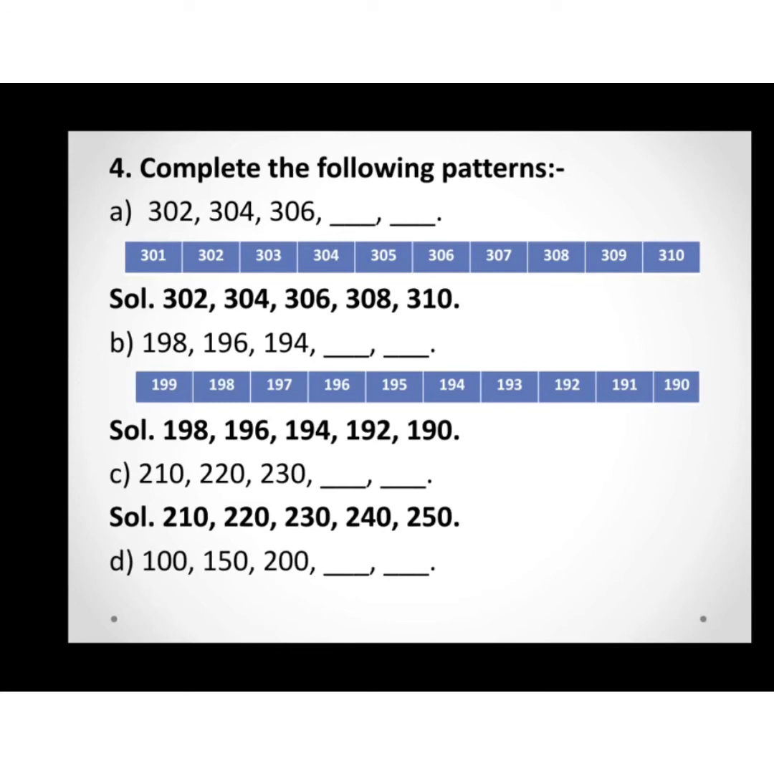Here you can see the pattern of counting in 50s. So after 200, you will get 250 and then 300. So our answer is 100, 150, 200, 250 and 300.